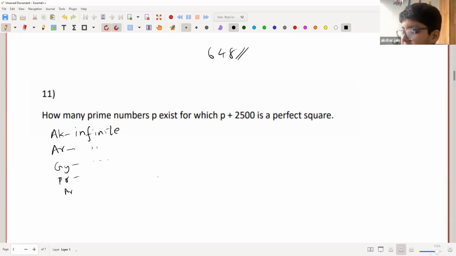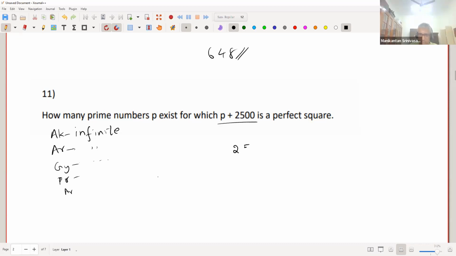It is not infinite. Okay, let's discuss. So 2500 plus p should be a perfect square. Let's write it out: 2500 plus p should be a perfect square.